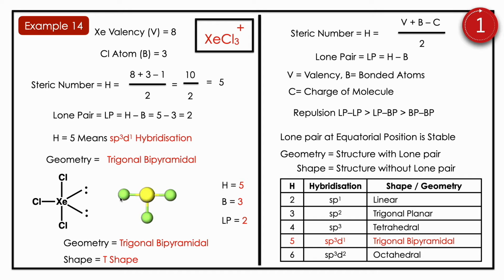Let us look at example 14. Xenon trichloride cation. Xenon is the inert gas with the octet, which is 8. Chlorine atoms are 3. If you substitute in our formula, one cation is coming. 8 plus 3 minus 1 divided by 2, which gives 10 by 2, gives 5. Lone pair will be H minus B, which gives 2. H5 means sp3d hybridization. Geometry is trigonal bipyramidal. But you have 2 lone pairs in the system. Where will they come? They will come in the equatorial positions. 2 lone pairs are invisible. So it will be like T shape. So geometry of XeCl3 plus is trigonal bipyramidal. Shape is T shape.